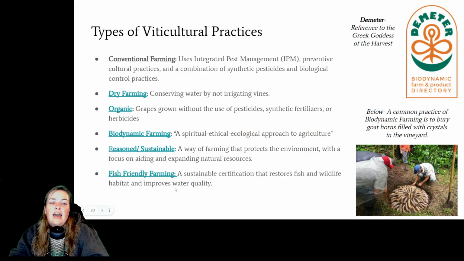Then we also have reasoned and sustainable farming. This is the type of farming that focuses on protecting the environment by aiding and expanding natural resources, right? So not using gas when you don't have to, using natural resources that are renewable instead of non-renewable sources of energy, right? And last but not least, we have fish-friendly farming, which is a sustainable certification that restores fish and wildlife habitat and improves water quality.